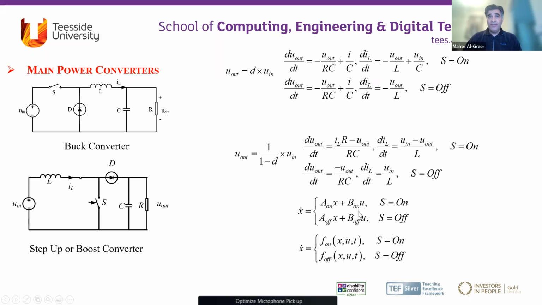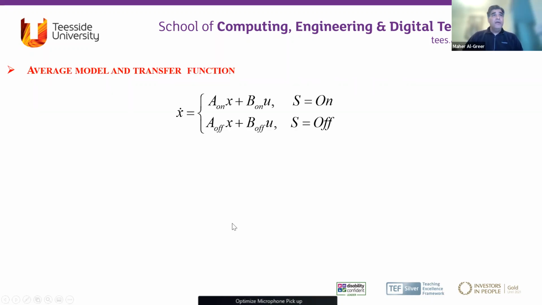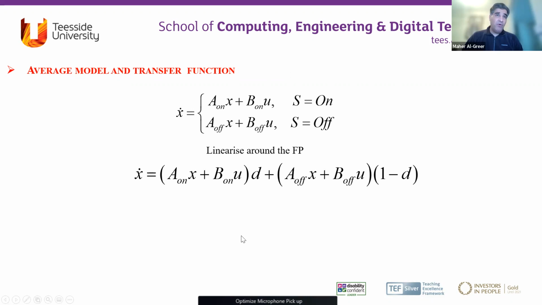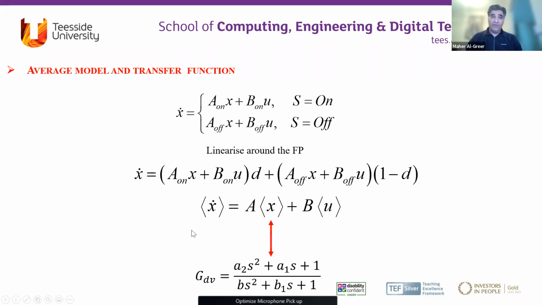As you can see, at the on time we have these two matrices, and at the off time as well, we have those two matrices for the system. After we find the state space model, to find the transfer function of that model, we need to linearize those systems around the final points. From that, we can derive the transfer function of the system, which defines the transfer function between two points.